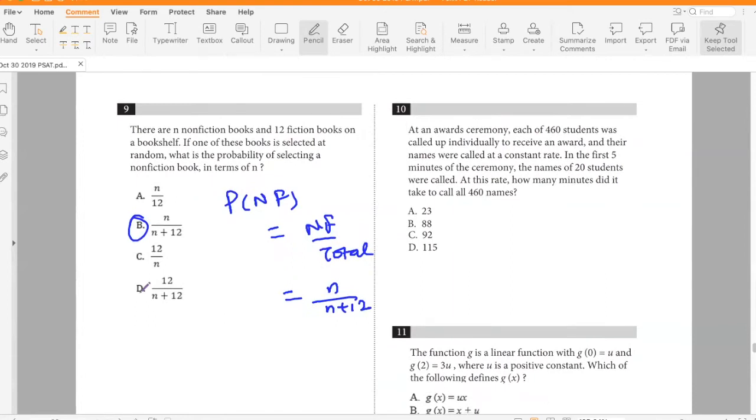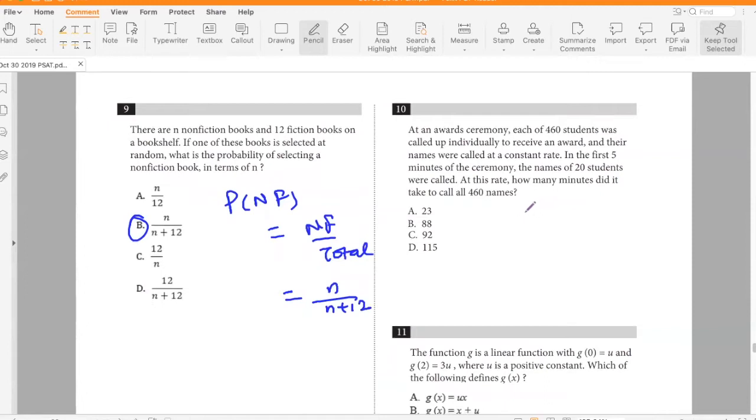Number 10. At an award ceremony, each of 460 students was called up individually to receive an award, and their names were called at a constant rate. In the first 5 minutes of the ceremony, the names of 20 students were called. At this rate, how many minutes did it take to call all 460 names?